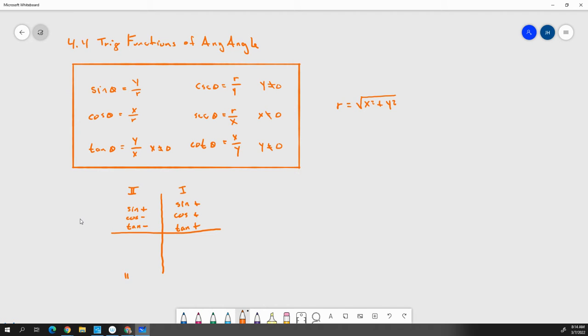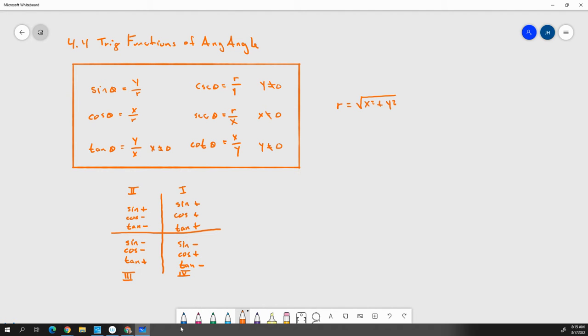Here in quadrant three, everything's negative, x and y. If sine is y, that's negative. If cosine is x, that's negative. But tangent is sine over cosine, a negative over a negative, which gives us a positive. And here in quadrant four, our y's are negative, but our x's are positive. So sine, which is y, would be negative, cosine, which is x, would be positive, and tangent, which is sine over cosine, would be negative.